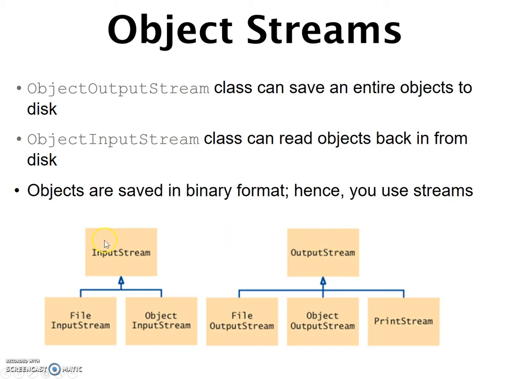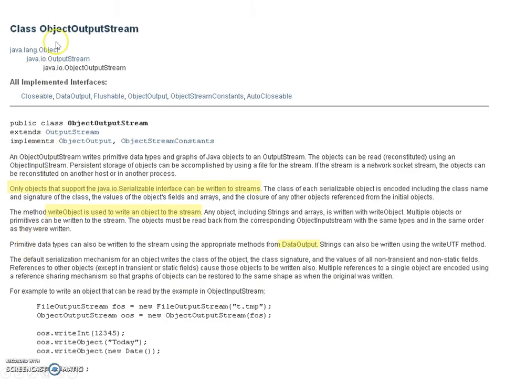And just so that you know how these fit into the hierarchy, here is my ObjectInputStream, which inherits from InputStream. Here's my ObjectOutputStream, which inherits from OutputStream. This is the definition of the ObjectOutputStream from the API. Notice in the description it says that only objects that support the Serializable interface can be written to streams. It also says that the method writeObject is used to actually write an object to a stream. And primitive data types can also be written to a stream using the data output methods.